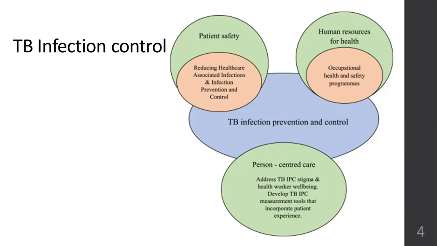Human resources for health, those who are working in TB wards or in the hospitals, they should be covered under OSHA, occupational health and safety programs, with proper PPE, personal protective equipment. Do not allow pregnant staff to be posted in the TB ward. Do not allow immunocompromised staff to be posted in the TB ward. These are measures a hospital should take.